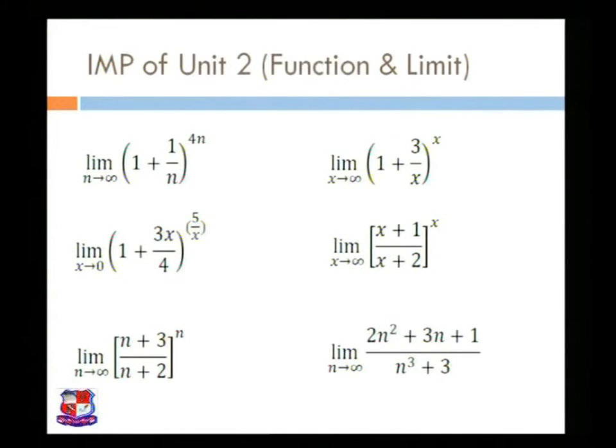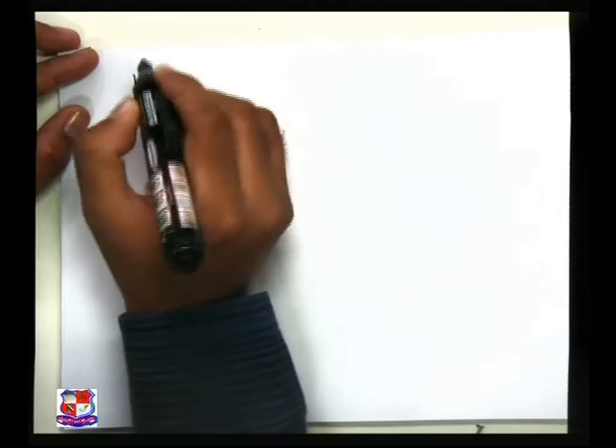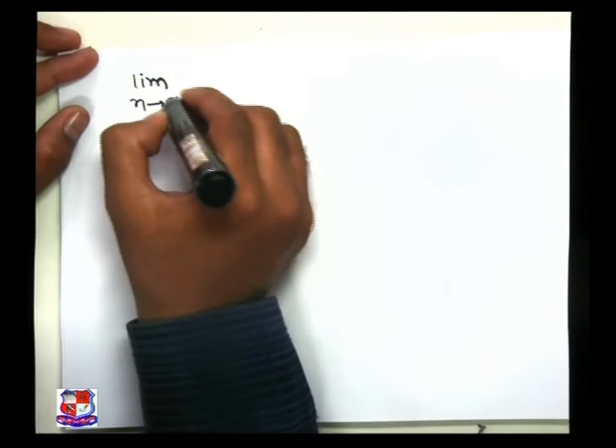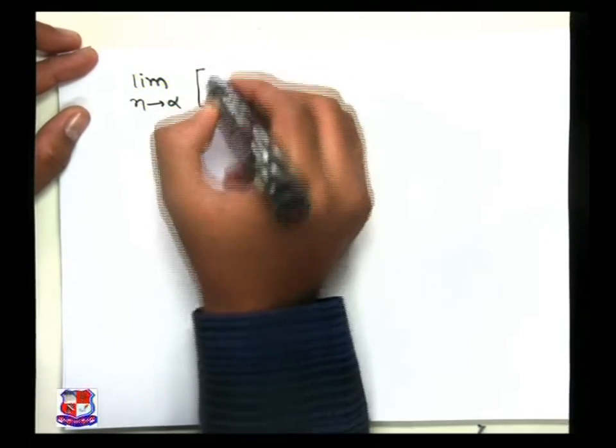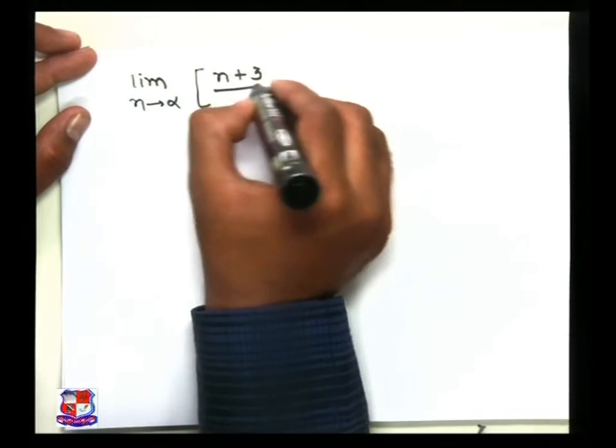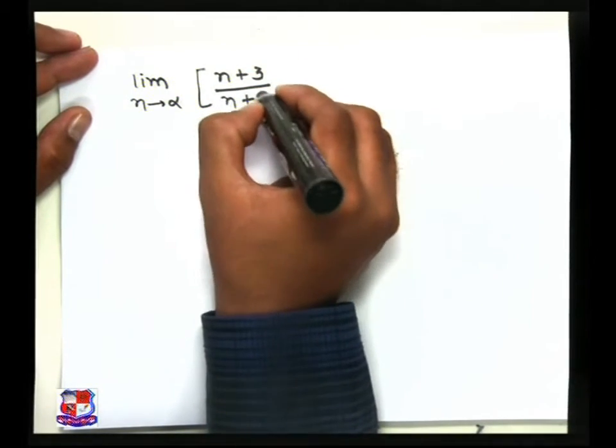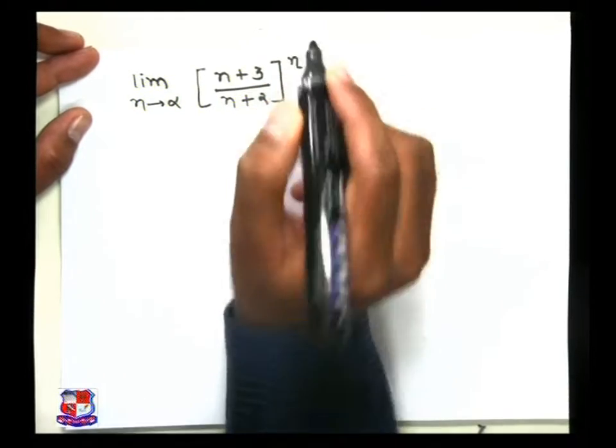Our next question, that is limit n tends to infinity, (n + 3) divided by (n + 2), raised to n. Like our previous sum, n tends to infinity. So the first step is to write it: limit n tends to infinity, ((n + 3)/(n + 2)) raised to n.